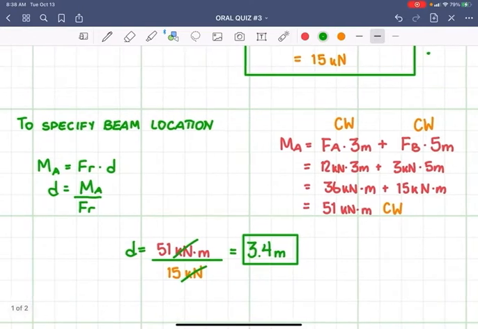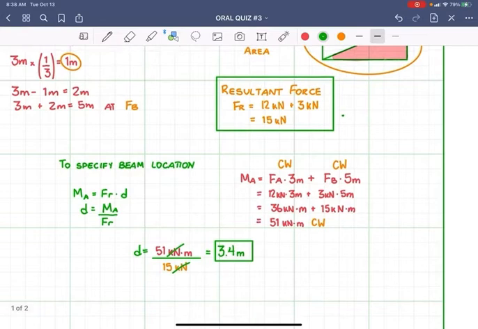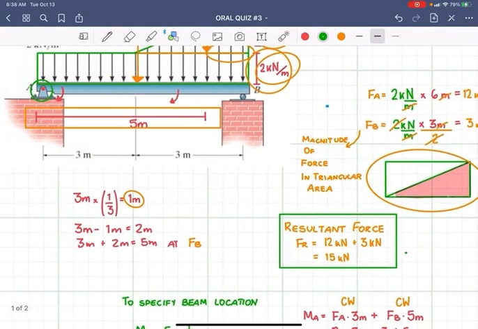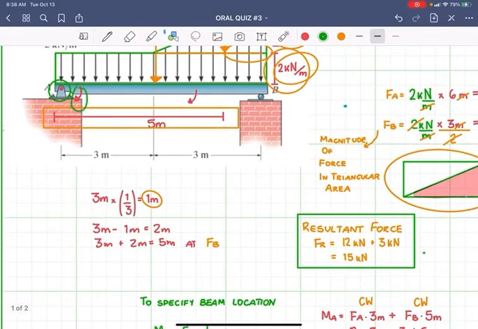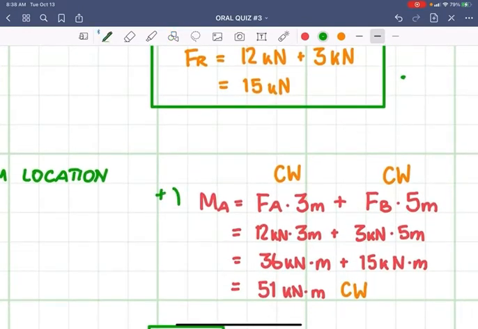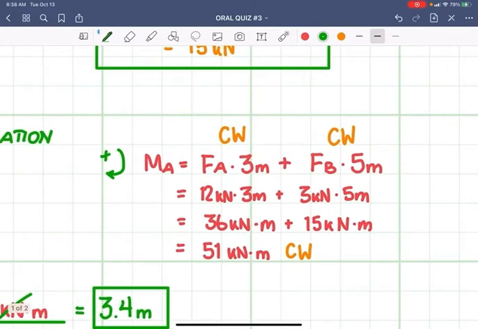So in order to find the moment at point A, I determined in what direction my force A and force B are turning at point A. And I found that at point A, it's both clockwise, as you can see here. So we have positive clockwise. And again, force times distance, force times distance.